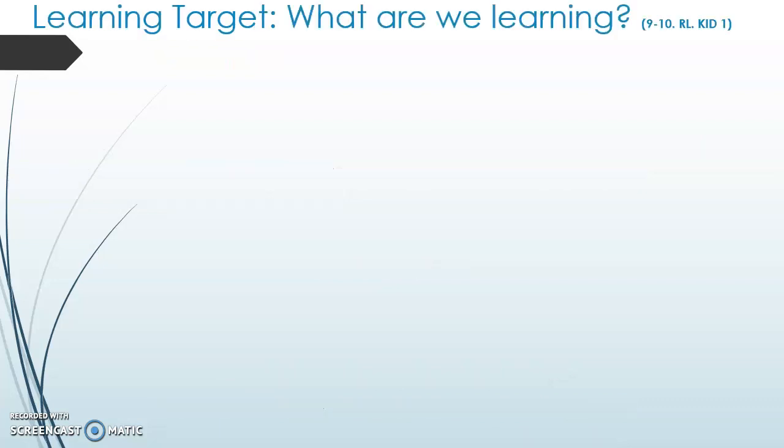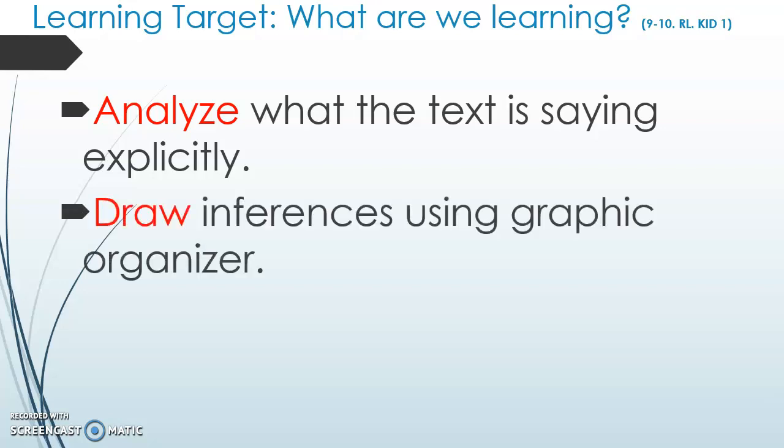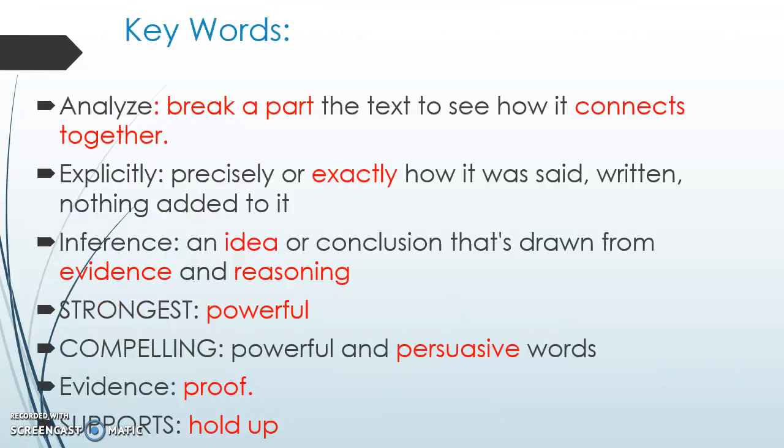All right. So what are you learning today? You're going to learn how to analyze. So analyze what the text is saying explicitly. You're going to draw inferences using graphic organizers, and we'll do that in class. You're also going to cite the strongest piece of compelling. Compelling means to draw. You want to draw me in textual evidence that supports your conclusion.